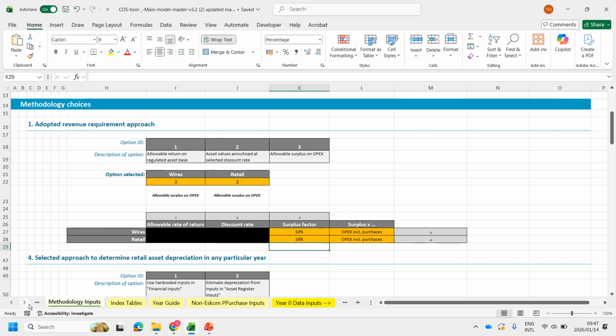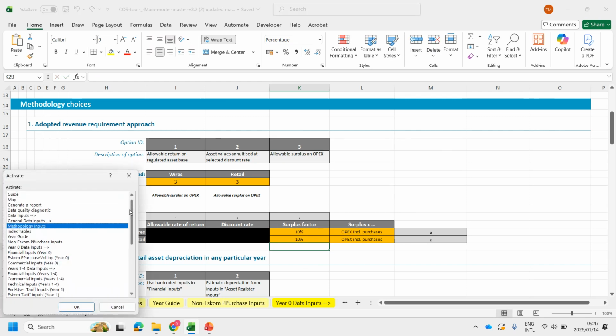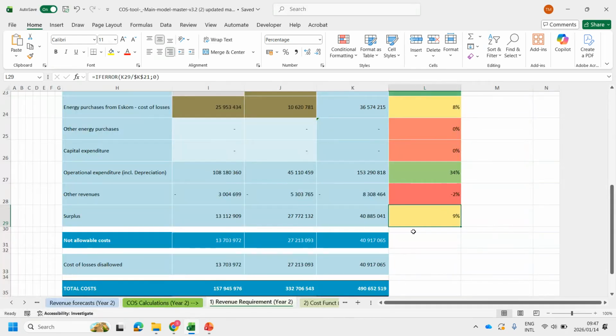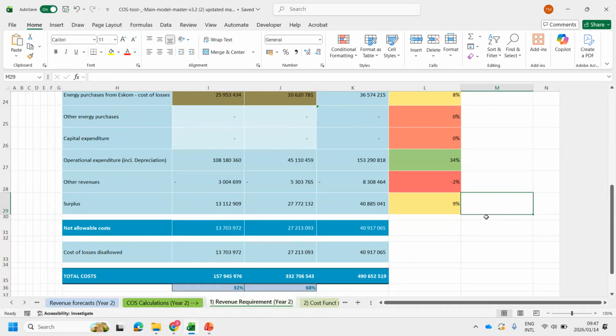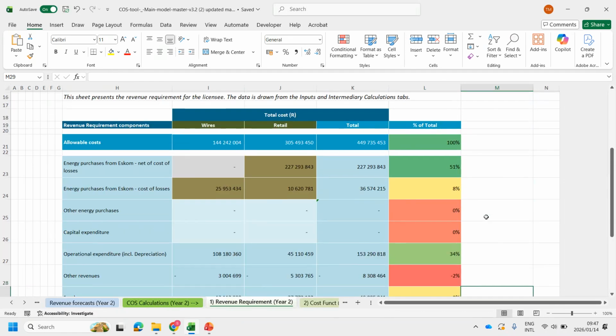Once I'm done with this, I can go back to my revenue requirement and see that this has been catered for. So that's all that we're looking at in the revenue requirement.